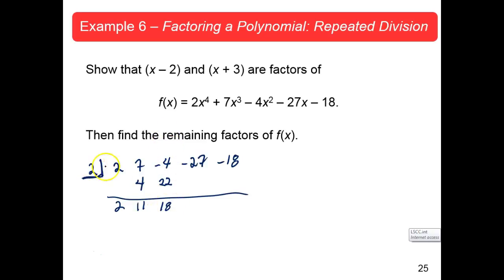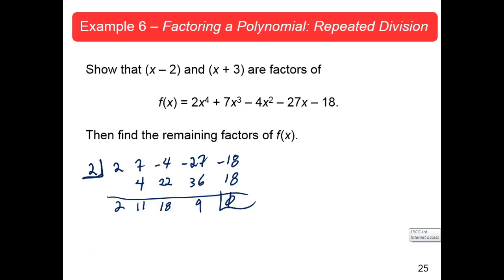Pretty big numbers. Then? And what do you get? 36. Ooh, big numbers. And then? And what you get? Ooh, they finally started decreasing. And then? And what you get? And that gives you 0. Right, what we're looking for.